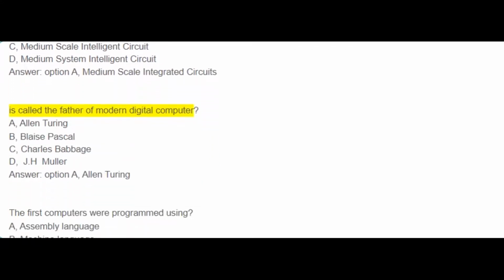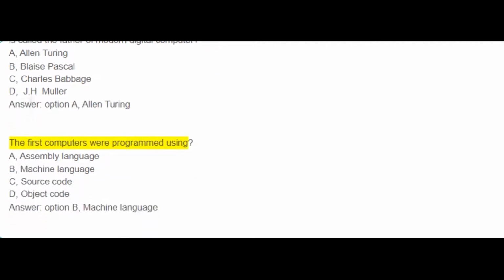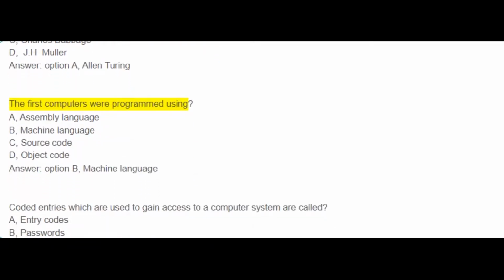Who is called the father of modern digital computer? A. Alan Turing. B. Blaise Pascal. C. Charles Babbage. D. J. H. Muller. Answer. Option A. Alan Turing.